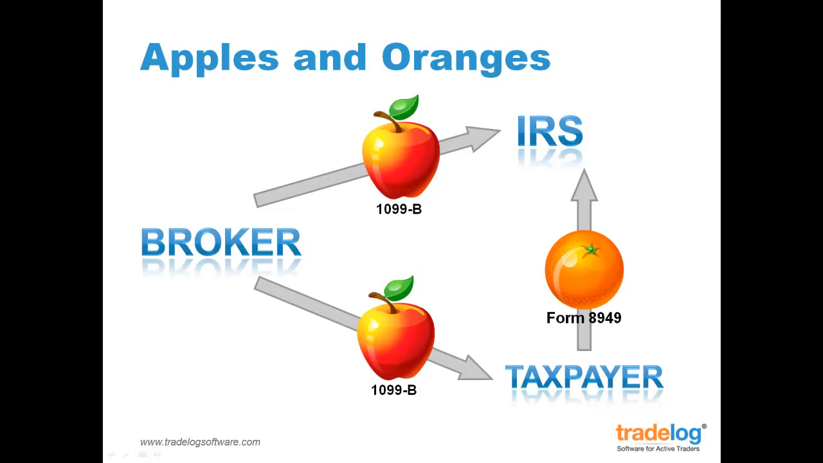So the broker sends an apple to the IRS and an apple to the taxpayer. The taxpayer needs to send an orange to the IRS. So the apple that the taxpayer gets, the 1099, is pretty much useless unless they can do a magic trick and turn their apples to oranges. To make matters even worse, though, the IRS is getting an orange from the taxpayer and is going to compare that to an apple they got from the broker.